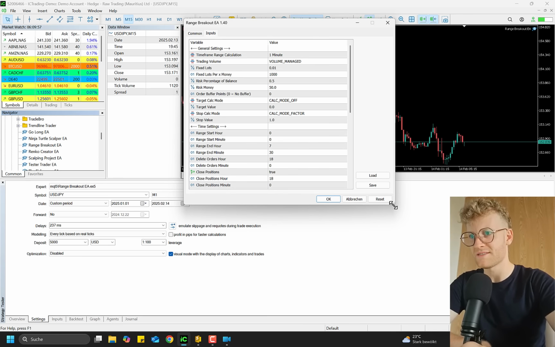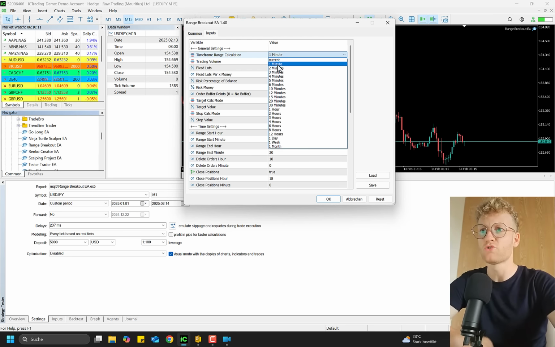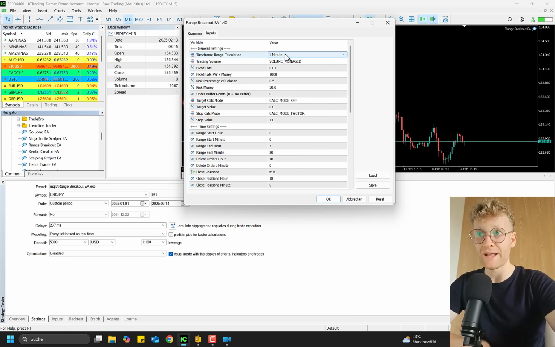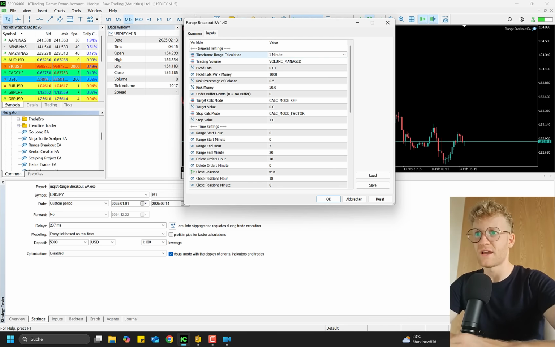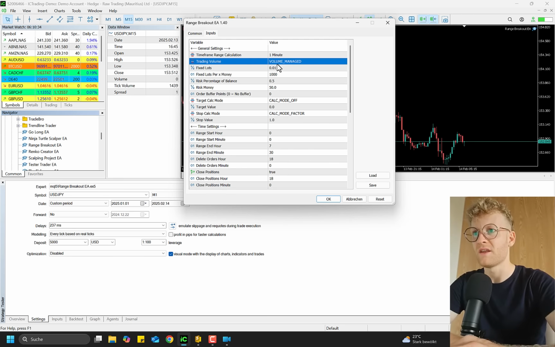So let me go through these settings, and then we can do one or two more tests maybe to see how this works. We do have the time frame for the range calculation. I would recommend to always keep this at 1 minute. You maybe want to change this if you want to do a long-term backtest in the strategy tester and you do not have 1 minute data for the past years. Then you might want to go to 5 minutes or 15 minutes, whatever is necessary, or for whatever time frame you have the data. But in general, I would always use 1 minute if possible. Especially in live trading, you should always stick to 1 minute. Then volume or trading volume.